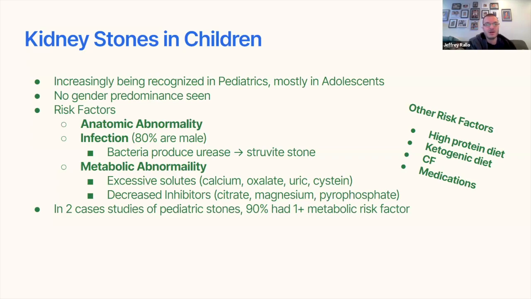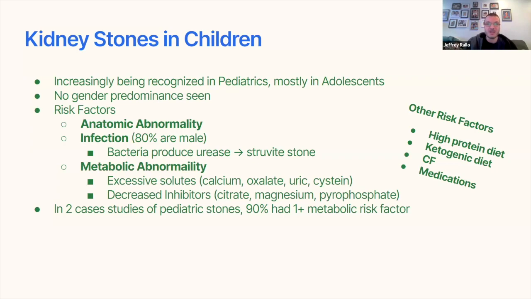There's not a whole lot of data in children for anything, but in two case studies of pediatric stones with several hundred children, they found about 90% of children with stones had at least one metabolic risk factor. So this goes to show that the anatomic stuff will get caught early for the most part before you progress to stone formation. Infections are infections, but not a whole lot of them will produce stones in pediatrics. The majority of these are going to be kids with some sort of metabolic issue, just to have on your radar.